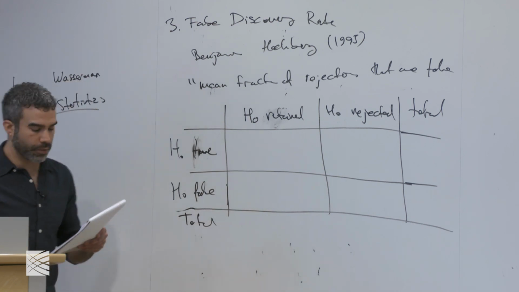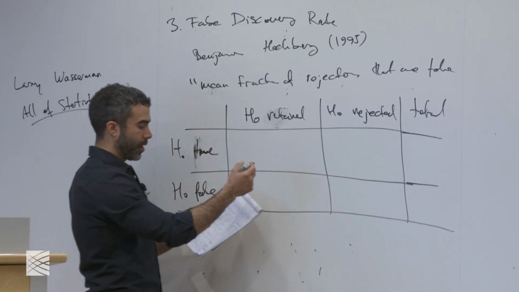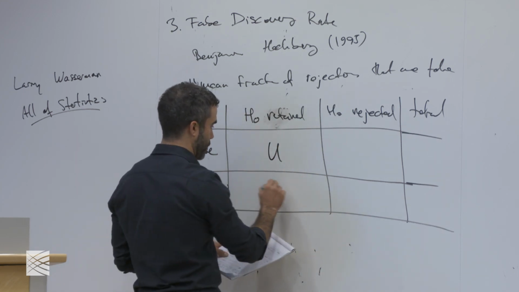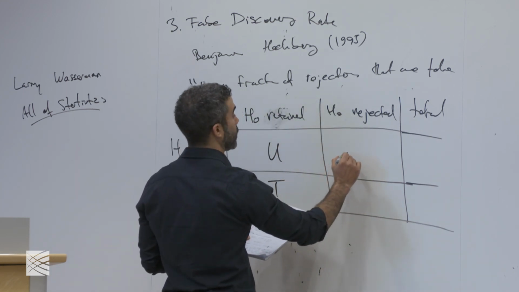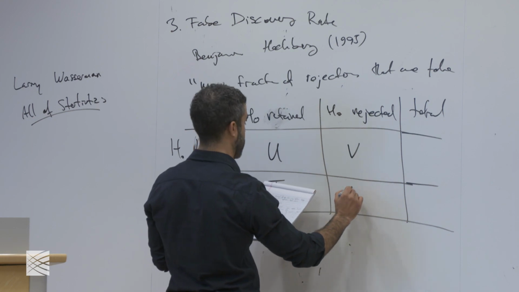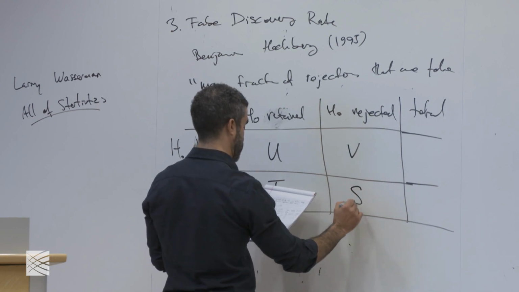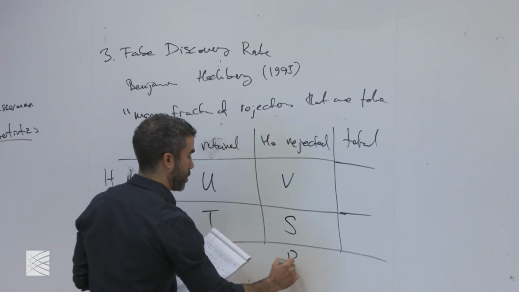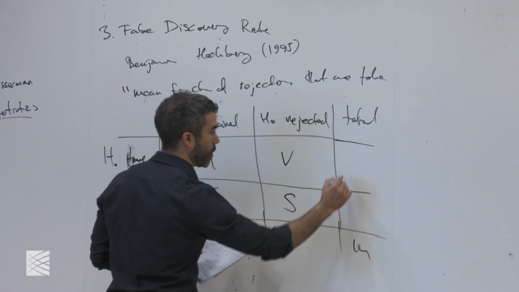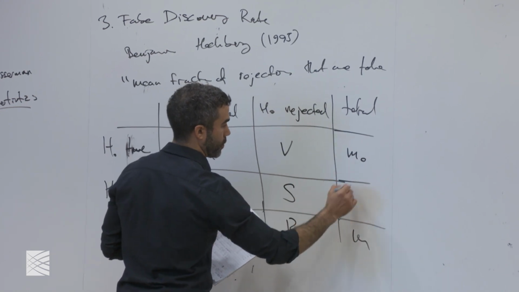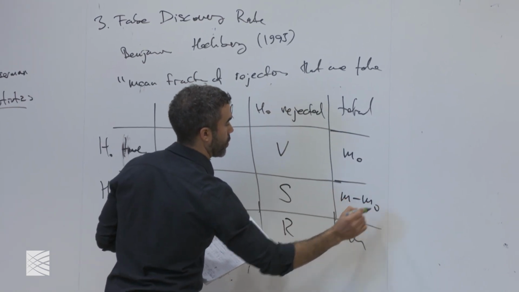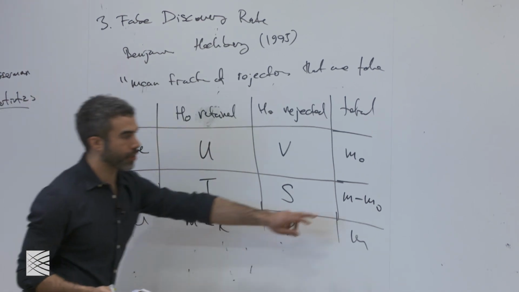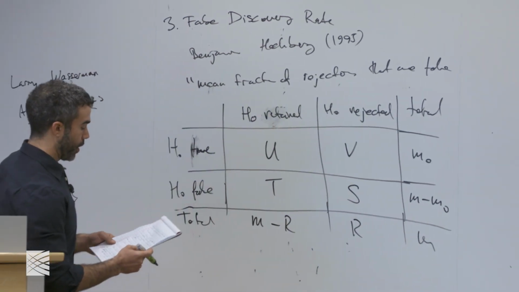Okay, it's actually the same as the table you had before, but now I'm going to write the counts instead of the names of the things. And so I'll just use the notation that they used. M total, M naught are actually true nulls. This many are alternatives. Call that M1 if you want.